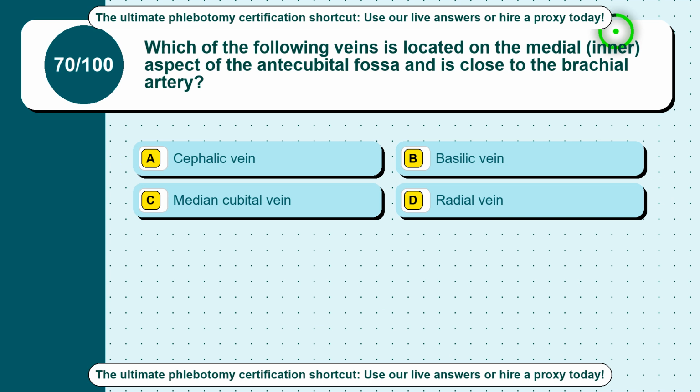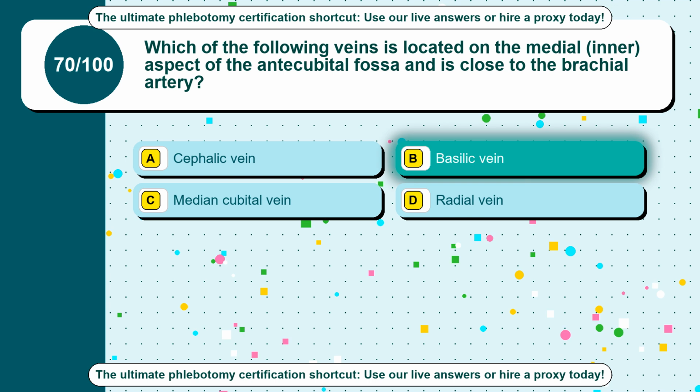Question 70. Which of the following veins is located on the medial, inner, aspect of the antecubital fossa and is close to the brachial artery? Option A, cephalic vein. Option B, basilic vein. Option C, median cubital vein. Option D, radial vein. The correct answer is option B, basilic vein.